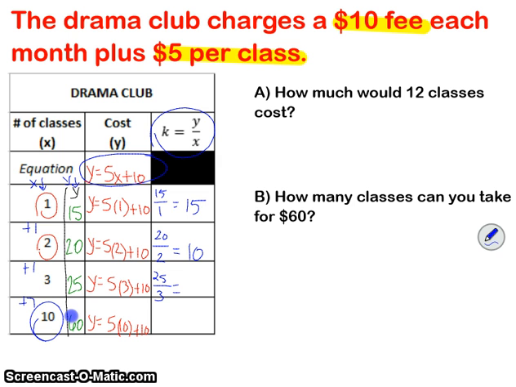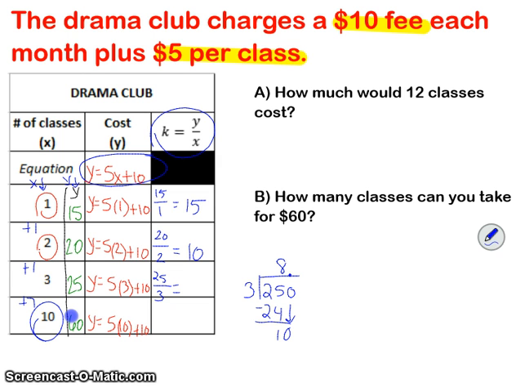And 25 divided by 3, I'm not exactly sure what that is, so I may have to do some division. So 25 divided by 3. 3 goes into 25 8 times. And 8 times 3 is 24. 25 minus 24 is 1. But I don't like remainders, so I need to add a decimal and a 0.